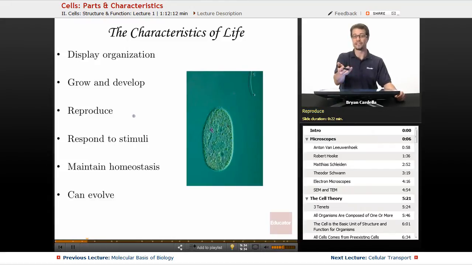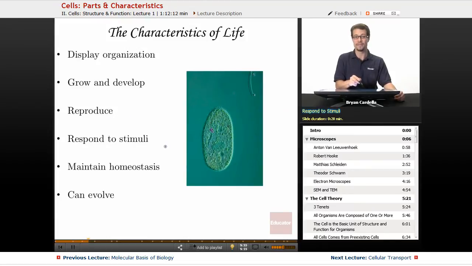Reproduce. Yes, it's true that some organisms, humans for instance, can be sterile. They're unable to have children. But in terms of what our DNA is telling our species in general, we are meant to reproduce. We are meant to make more individuals, and life makes more life. So reproduction goes hand in hand with life.